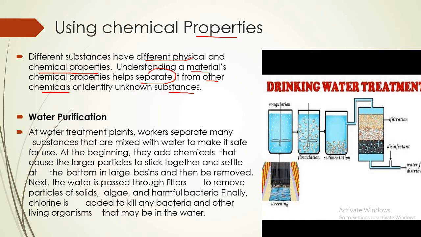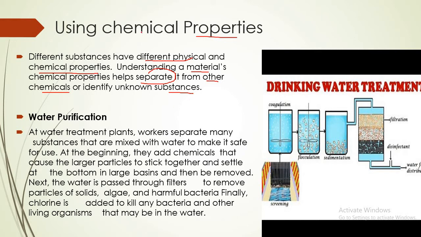So any material or substance has different physical and chemical properties. For example, the properties of paper are different from the properties of iron. So understanding these properties helps to separate it from other chemicals or identify an unknown substance.